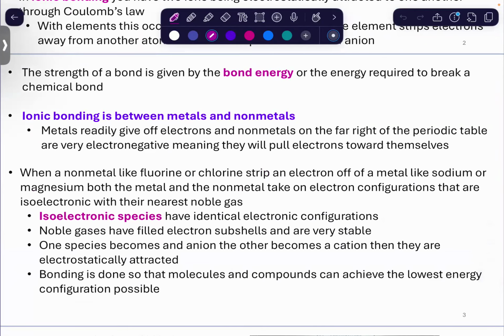The strength of a bond is given by bond energy. We're going to use bond energy to actually do some calculations.